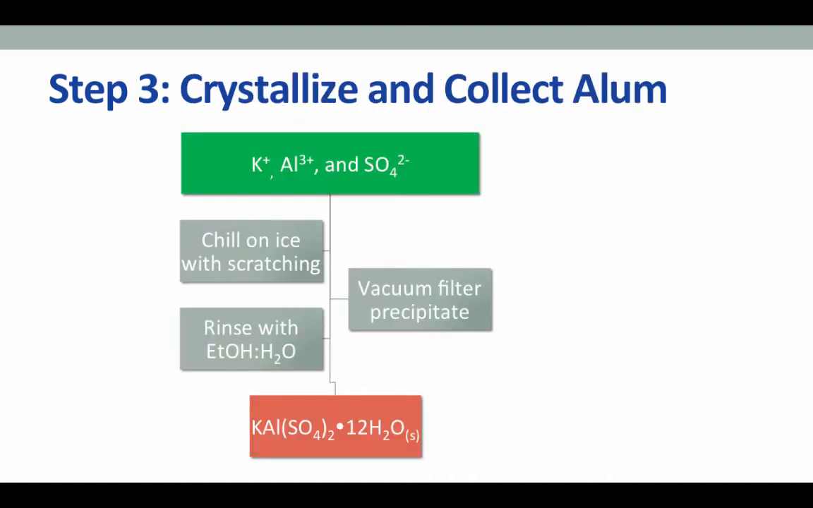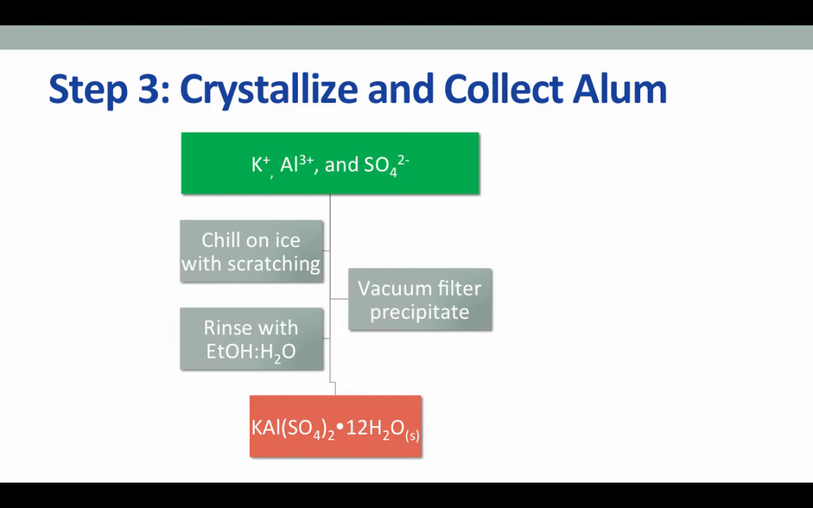The next step is to place our solution on an ice bath and allow the solution to cool down while scratching the base of our beaker with a glass rod. This cooling and scratching allows the alum to crystallize and collect at the bottom of our beaker. We will then set up a vacuum filtration apparatus to collect our solid alum.